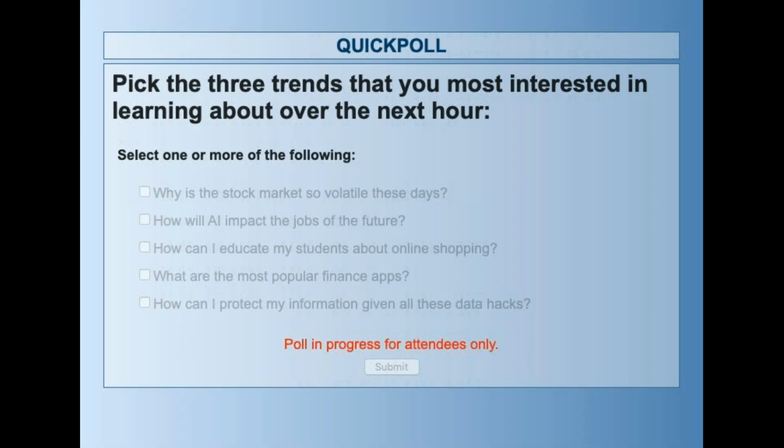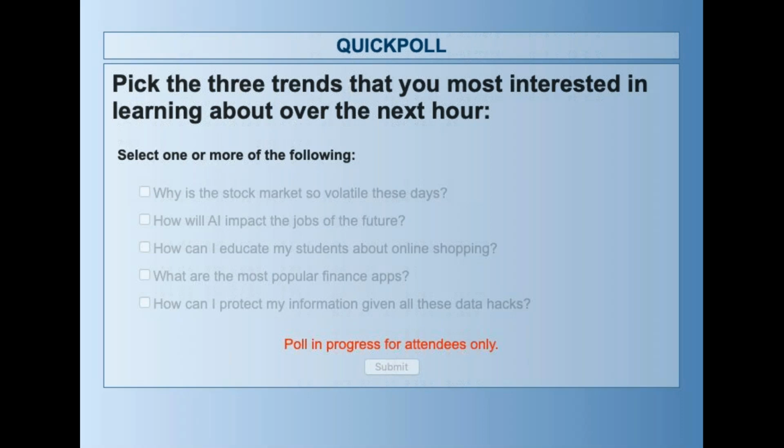How will AI, artificial intelligence, impact the jobs of the future? Number 3, how can I educate my students about online shopping? Number 4, what are the most popular finance apps? And then lastly, how can I protect my information given all of these data hacks? So select 3. I should have made that clearer.